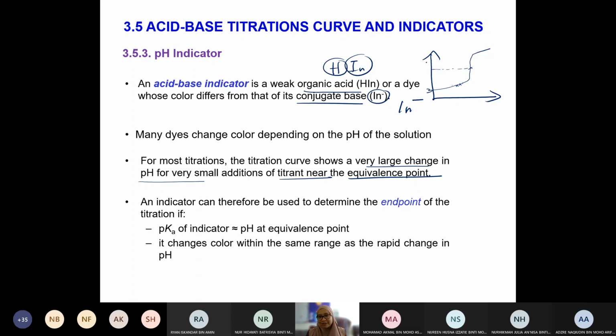Okay, that one drop dia terus jadi katakanlah 10. Okay. Katakanlah 10. So from 3 to 10, just by that one drop saja. So itulah maksudnya shows a very large change in pH for very small addition. Baru tak satu drop tapi dia punya change in pH is very drastic because it's already near the equivalent point. But how near is near?